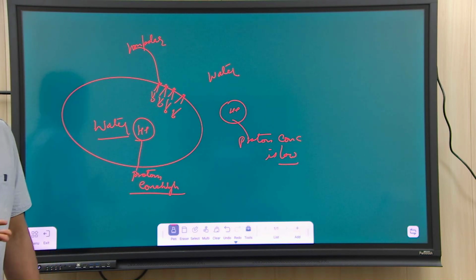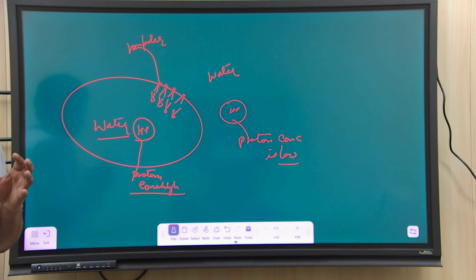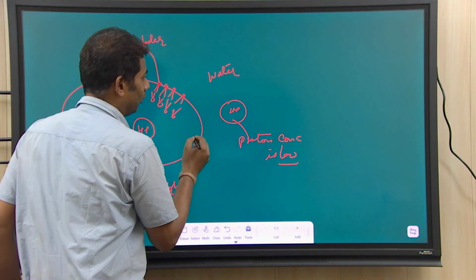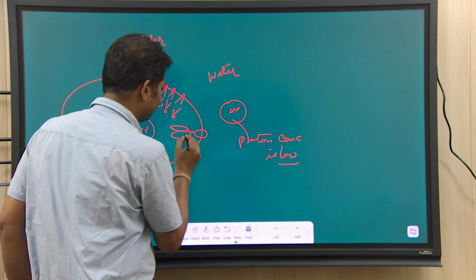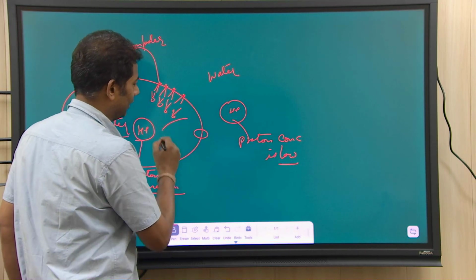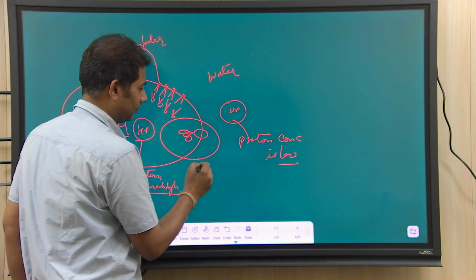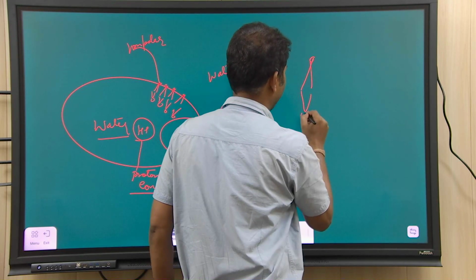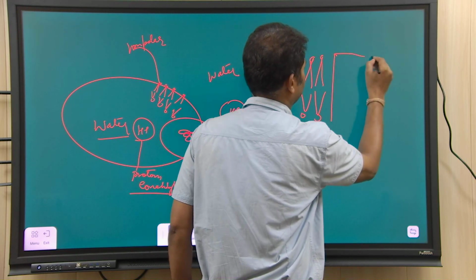And how does the cell use this difference to generate energy? The cell has a specific molecule that is named ATPase. It is an enzyme, a specific molecule, which helps in creation of energy. The bigger structure of ATPase: this is a biological membrane, and this is an ATPase molecule.